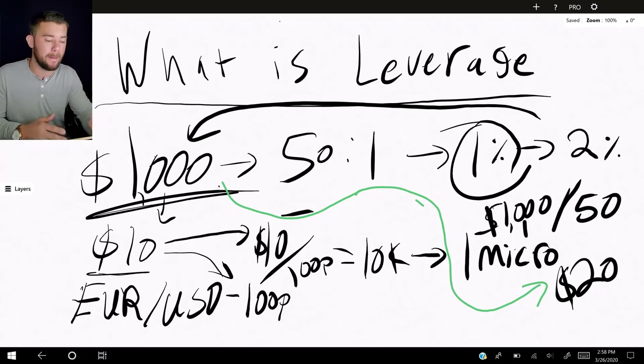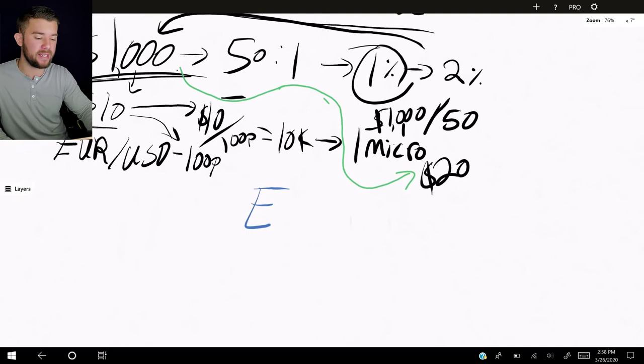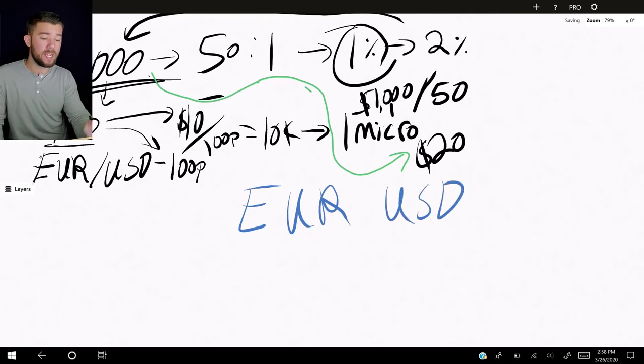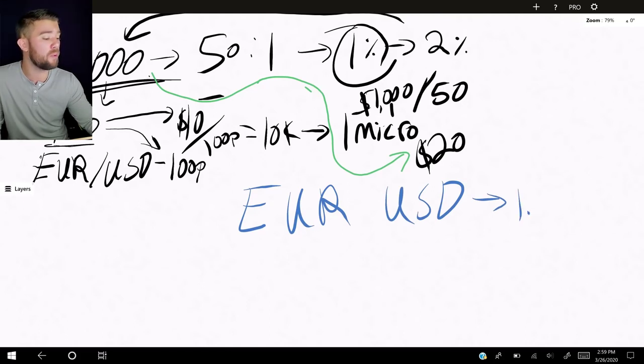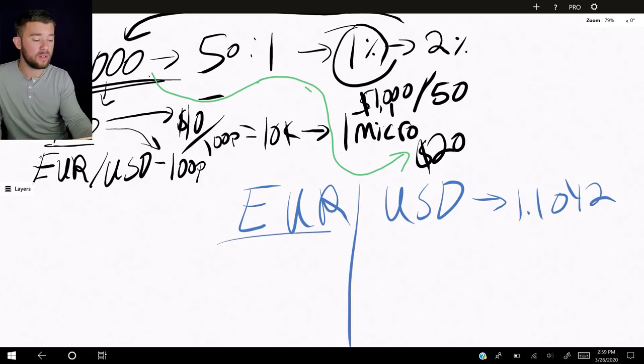And here's that math. This is going to be very familiar math. We're looking at euro. This is the actual trade itself. This is what it looks like. Euro and dollars. What you said is, I want 1,000 euros. Let's do the price of the euro dollar right now. The price of the euro dollar right now is 1.1042. You said, I want 1,000 euros.